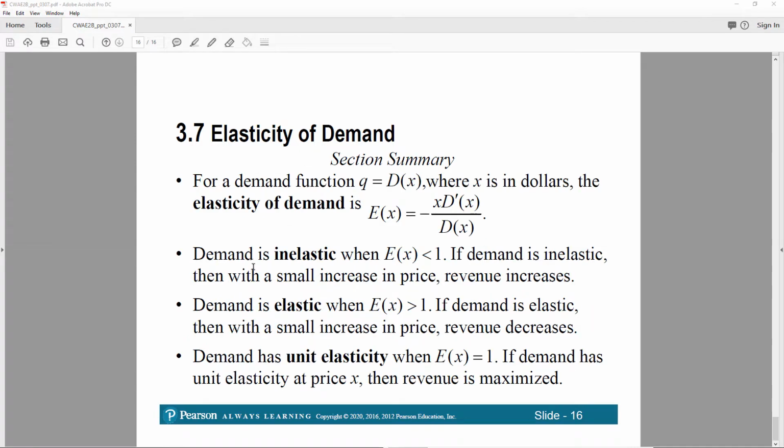Section summary. For the demand function, elasticity of demand is given by this function here. It's inelastic when it's less than 1. With a small increase in price, the revenue increases. It's elastic when it's greater than 1; then with a small increase in price, revenue decreases. You have unit elasticity if E of x is equal to 1. If demand has unit elasticity at price x, the revenue will be maximized.